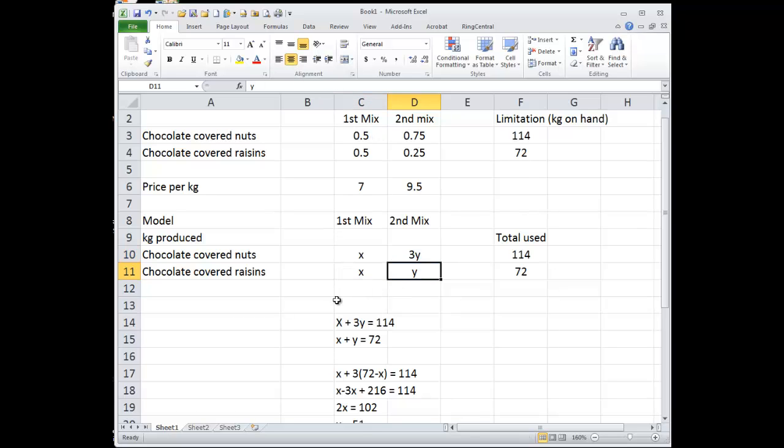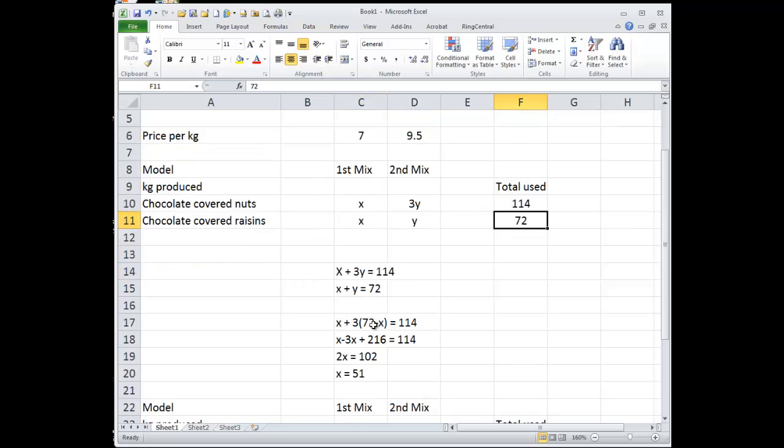So we're just going to say that if we use X plus 3Y, we'll get 114. What you would say is X plus 3Y is less than or equal to 114, right? The maximum amount you can use is 114 kilograms. It's going to maximize at 114, right? If you can use all these kilograms, that's where you're going to make your most money. And so here we have X plus Y equals 72.